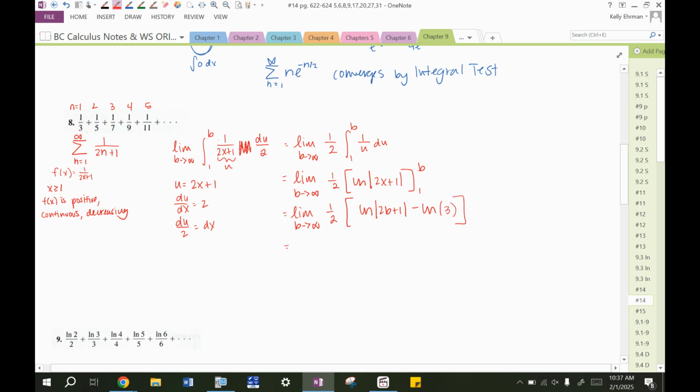And now we can take the limit. So the limit, as I plug in infinity, I get natural log of infinity. So this is infinity. 1/2 times infinity minus ln 3 is still infinity. So because the integral diverges, it means that our series 1 over 2n plus 1 diverges as well. So it diverges by the integral test.